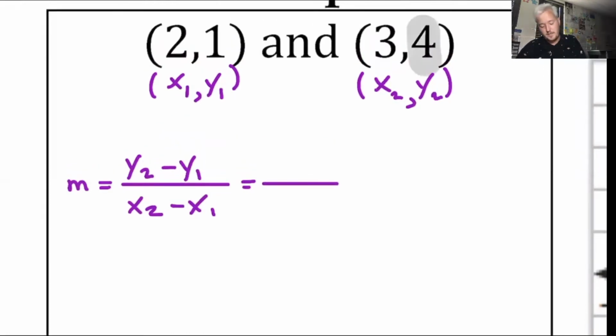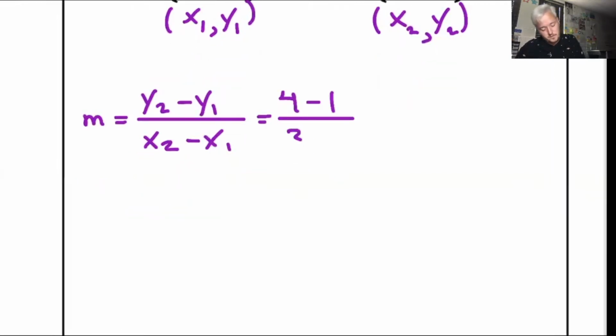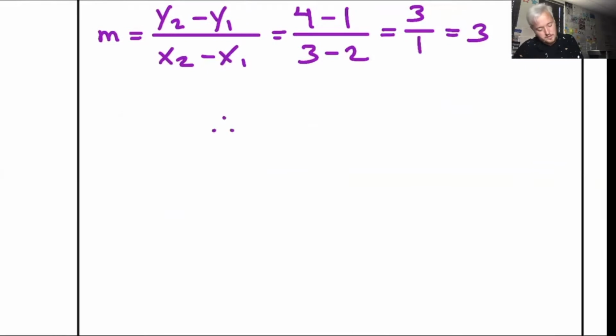All right, so I want y2 minus y1. I want 4 minus 1 in the top, and then I want that over x2 minus x1, so 3 minus 2. Now I want to subtract. 4 minus 1 gives you 3, over 3 minus 2, which gives you 1. And then 3 over 1 simplifies to 3. So that means your slope here is just 3.